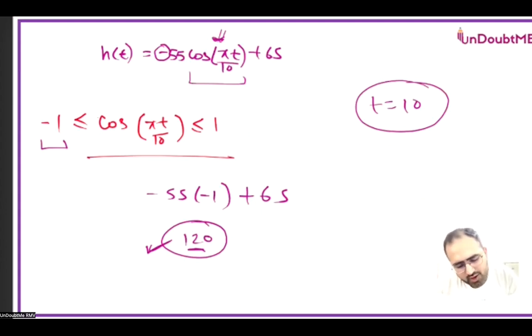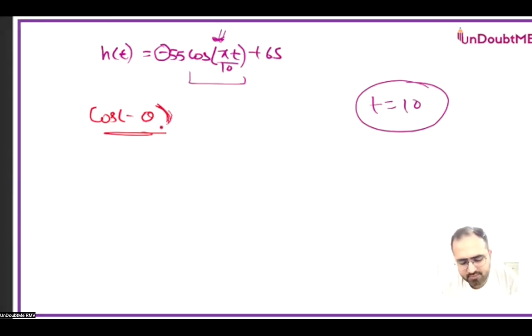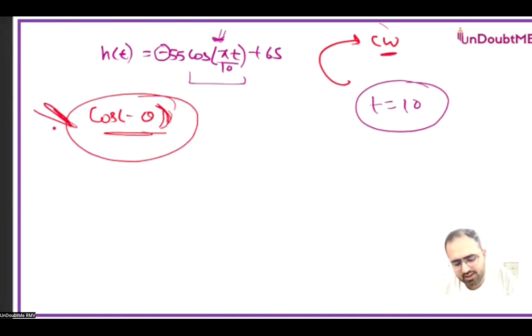Okay, if we are moving clockwise, then we are always writing cos of minus theta. We are actually writing cos of minus theta for all the cases, because we are taking the angle in the clockwise direction. So just to nullify that, the value of amplitude has to be -55. Okay, we can keep it straight that since it is moving in the clockwise direction, amplitude will be -55.